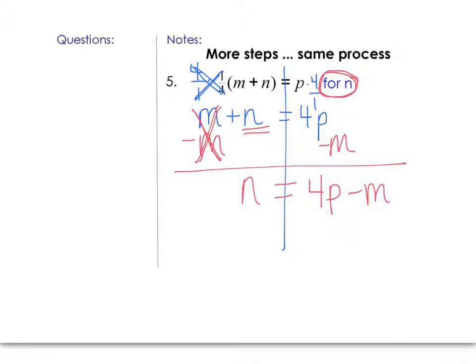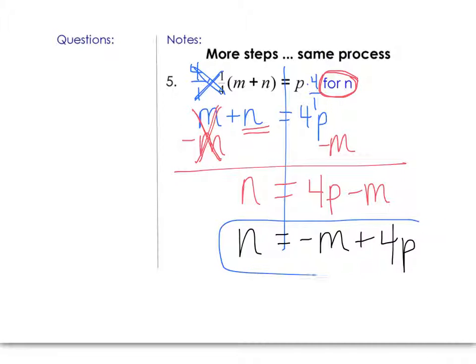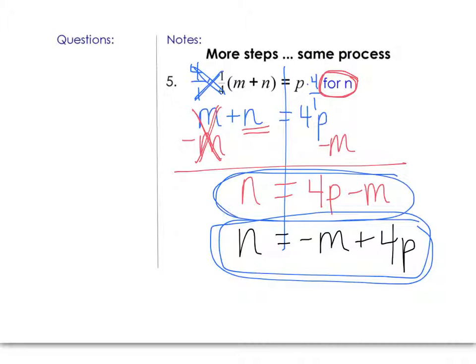minus m. Or we said sometimes you'll see it in alphabetical order. So it would be n equals negative m plus 4p. And this would be your final answer. I would also take this guy. In both of these, my variable is alone. I was solving for n. N is by itself.